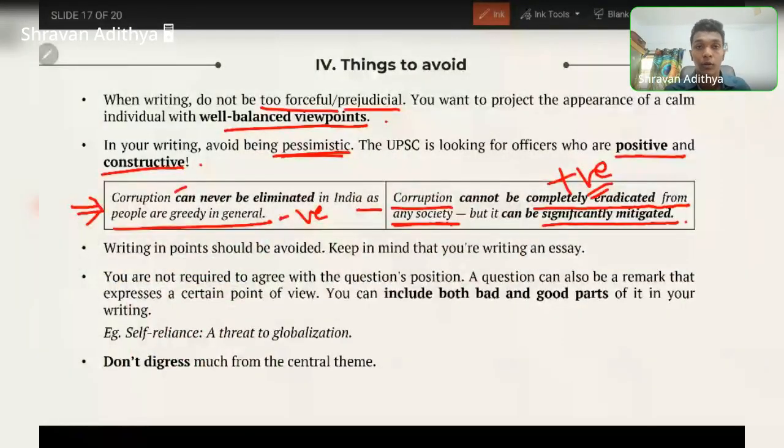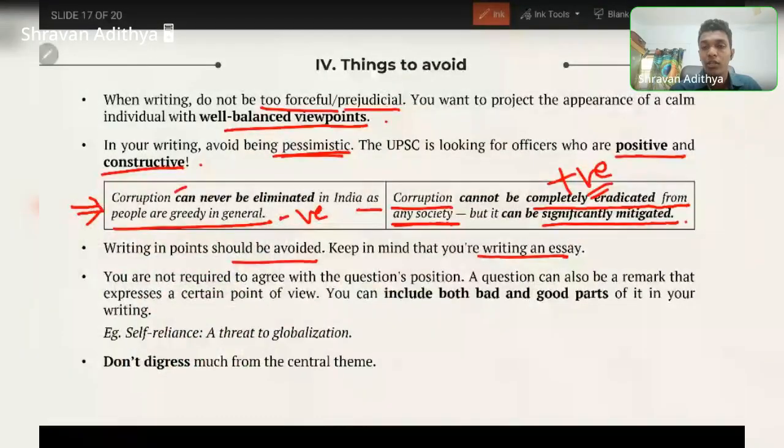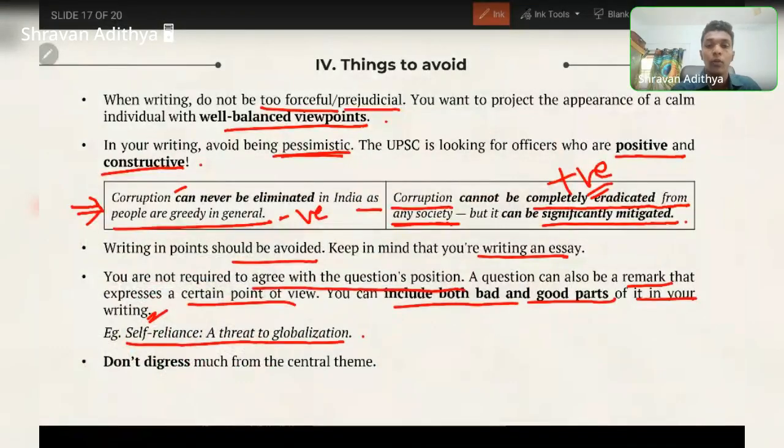Writing in points should be avoided. I have told you this already. You have to write in paragraph format. You do not put any subheadings. Do not put introduction, conclusion, and all. You just keep writing in paragraphs. You are not required to agree with the question's position. A question can also be a remark that expresses a certain point of view. You can include both good and bad parts of it in your writing. For example, you have an essay topic like self-reliance, a threat to globalization. This is a statement type.